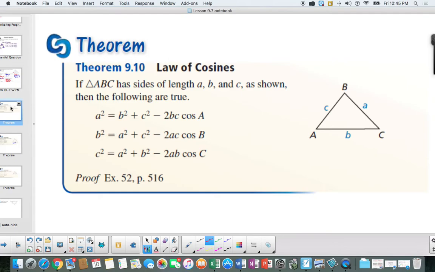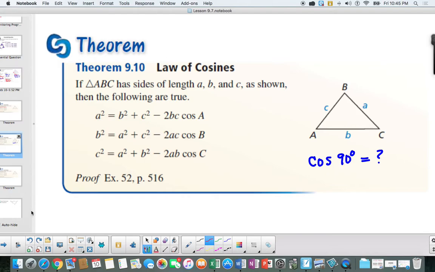Let's look at it more closely. So this says that a side squared is equal to the sum of the other two side squares minus 2 times the product of those two sides times the cosine of angle A. And angle A is always the angle opposite the side you started with. And if you go through the other patterns, you'll see that it's just the same thing.